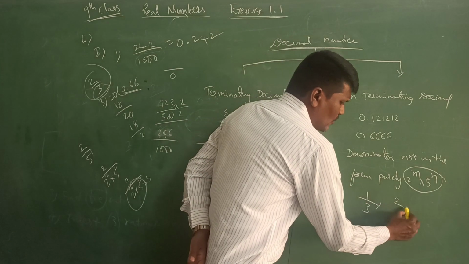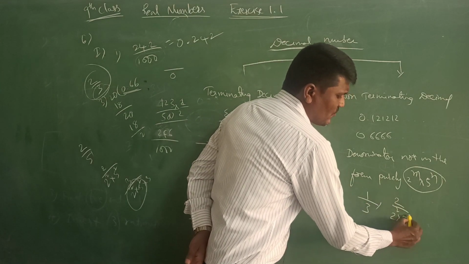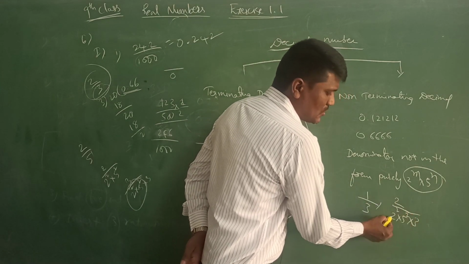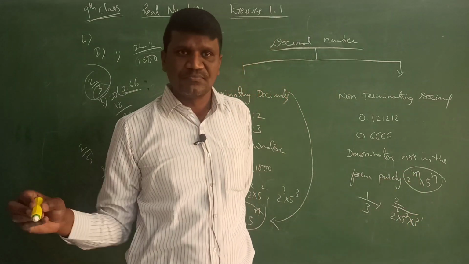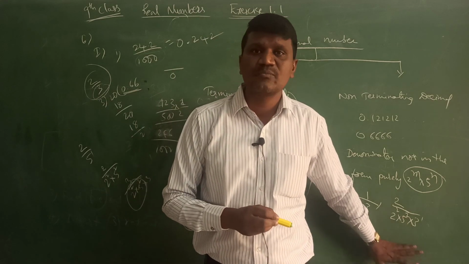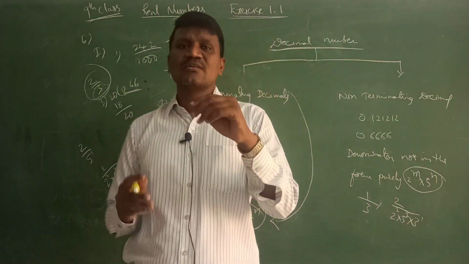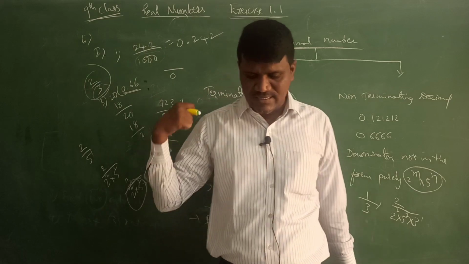You can take 2/2 square into 5 square into 3. 2 square and 5 square are there, but 3 is extra, so it is not purely in 2 square and 5 square terms. So it is also a non-terminating decimal. Okay students, based on this you can solve the remaining problems easily.